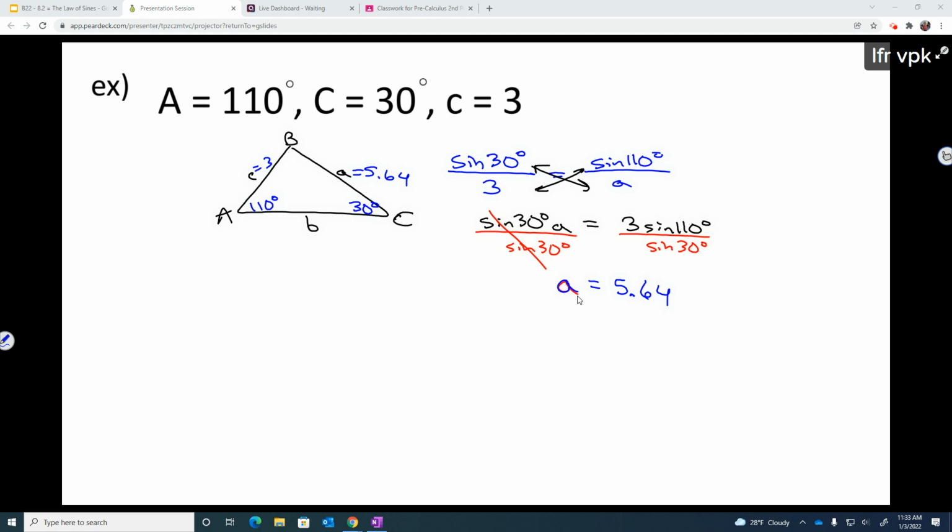All right, now we got to get big B and little b. So I want to get big B next because we know these two angles. So then for big B, it's going to be 180 minus these two, right? Minus 110 minus 30. So minus 140. 40. Big B. And then we just do the rule one more time. You can always just do whatever I use for that. First, sine of 30 over 3.